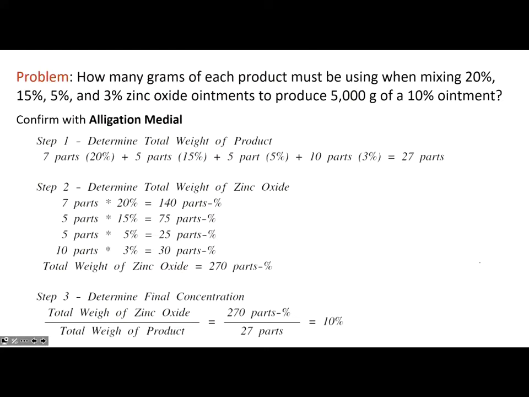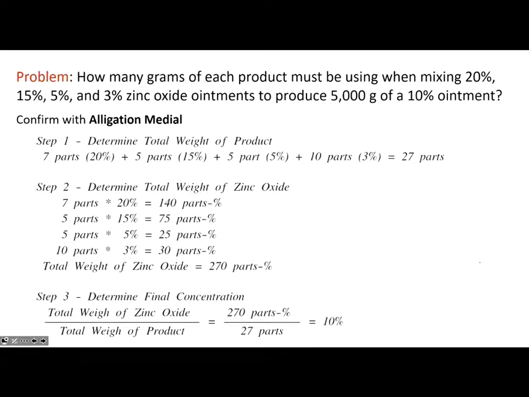Second time. Easy breezy. Step 1 is just the total number of parts. Remember, we've already added all those up, so if you add up all the individual parts, you get 27. Just kind of did that. Let's now figure out the weight of zinc oxide, though. To do that, we've got to take the individual parts times their concentration.